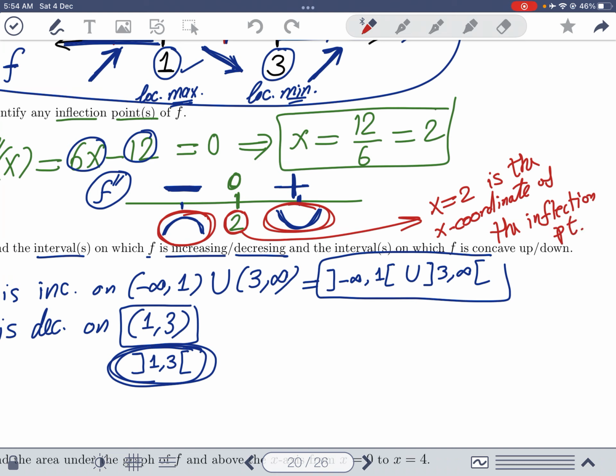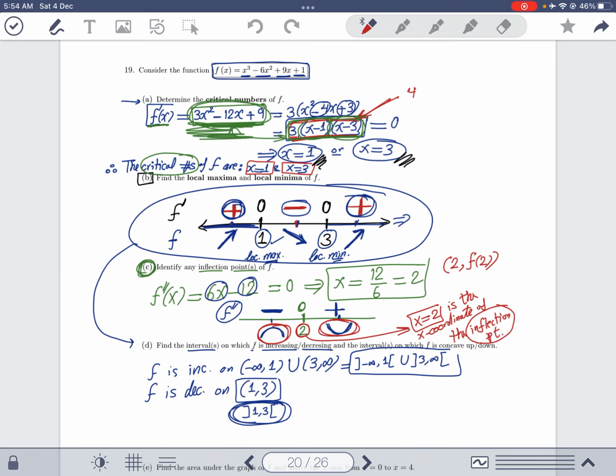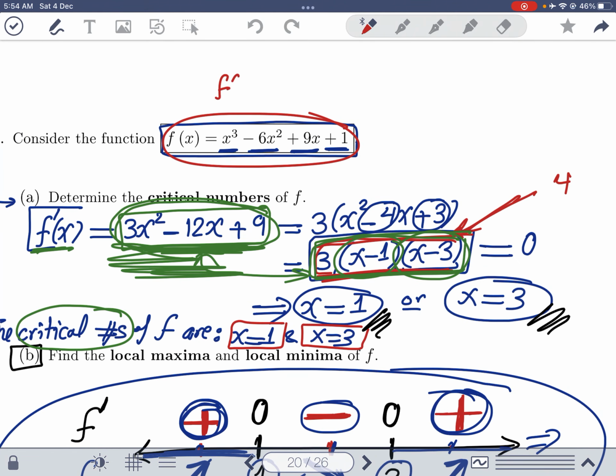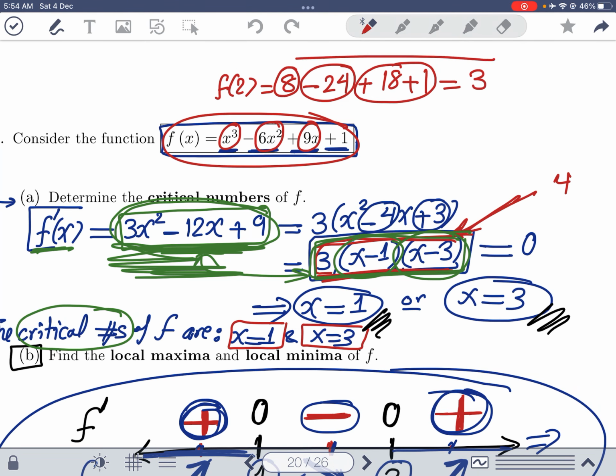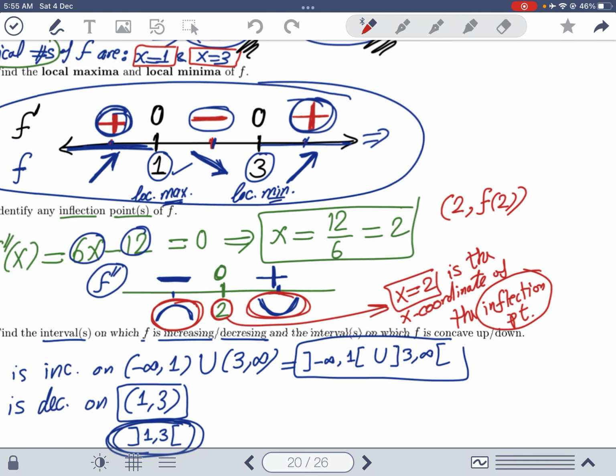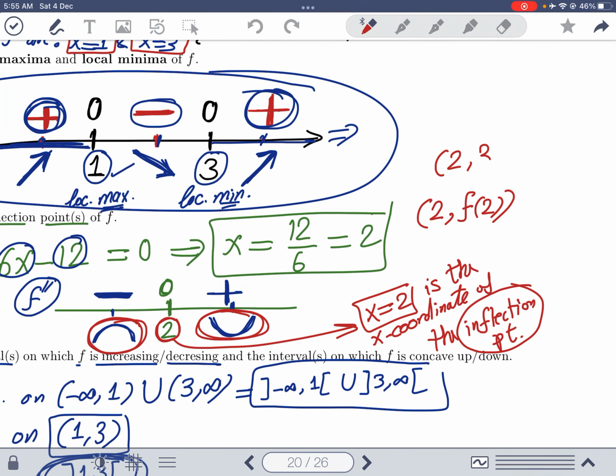If you want the inflection point in total, you put x equal to 2, so the inflection point is 2 comma the function at 2. You need to find f of 2, which is from here. f of 2 is 2 cubed is 8, minus 6 times 2 squared, 6 times 4 is 24, plus 9 times 2 is 18, plus 1. So this will be 18 plus 1, 19, plus 8 is 27, minus 24 is 3. So f of 2 is 3. And so the point (2, 3) is our inflection point.